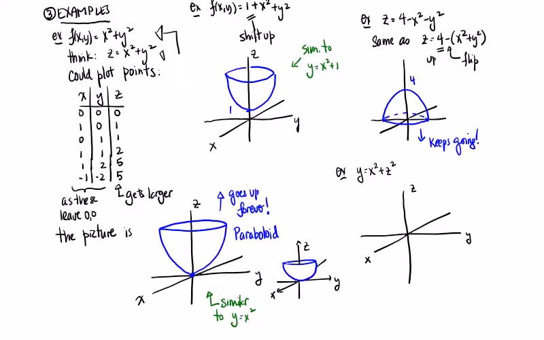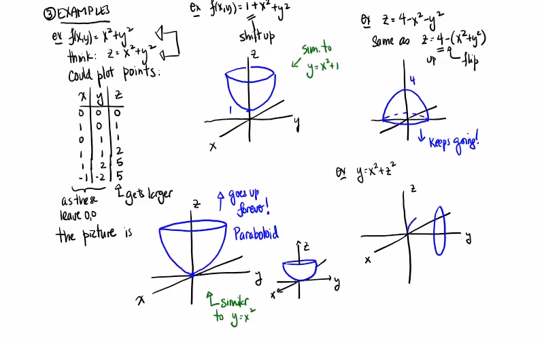Or, you could look at it this way if you like. That one wraps around the z-axis, right? In that first picture that we drew, it opens up and contains the z-axis. This one, the letters are just switched around. So this one will open up and contain the y-axis.